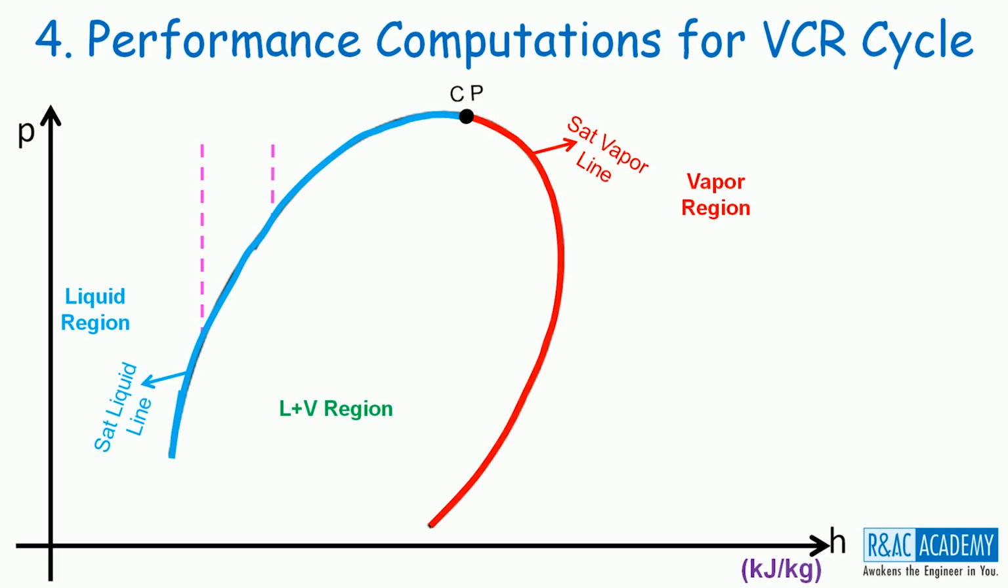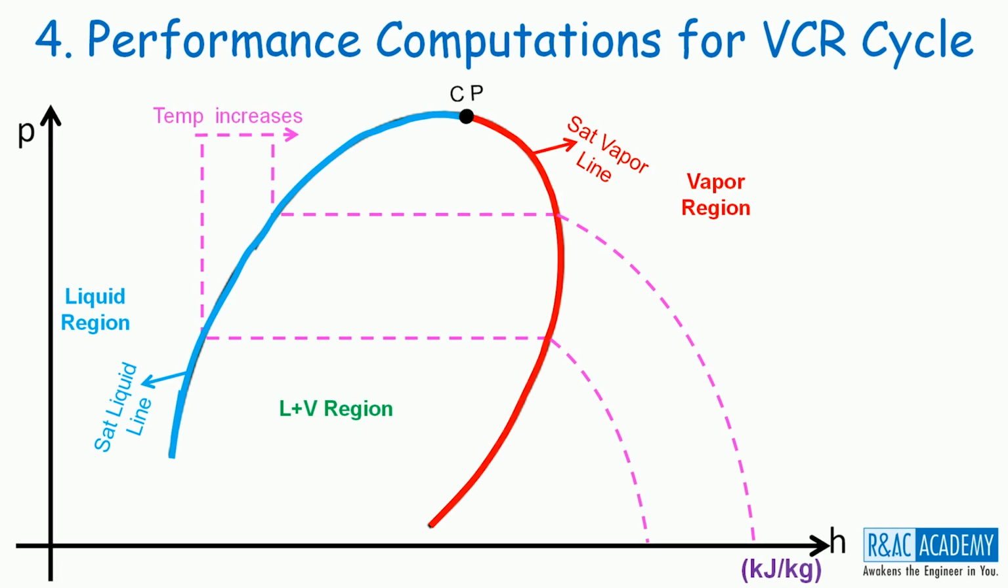And during phase change, the pressure and the temperature of a fluid will be fixed. Therefore, in the saturation dome, the constant temperature lines merge with the constant pressure lines, and hence you have them horizontal. And after the saturation dome, the constant temperature lines go down like this. As you go towards the right, the temperature increases.